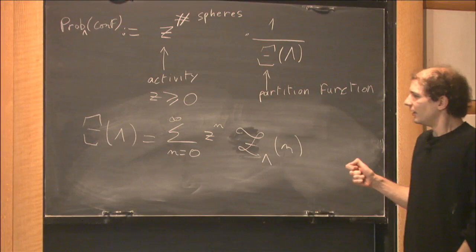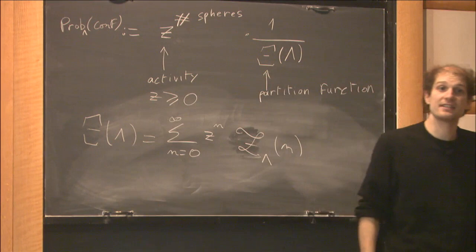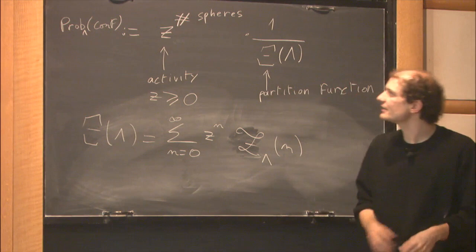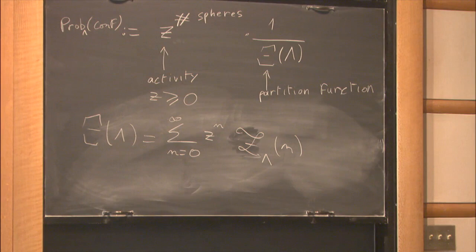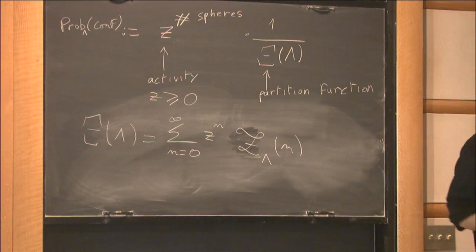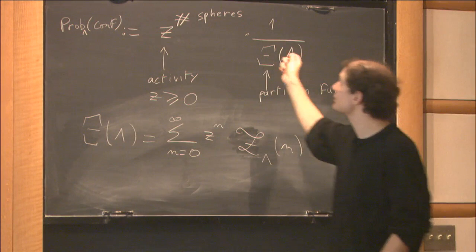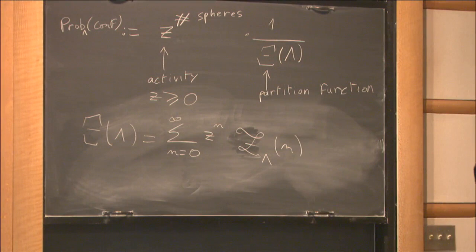Okay. Yes, this parameter z here, which is the activity, is related to the density. Why is it related to the density? Well, the probability is proportional to z to the number of spheres. So if z is large, then I'm assigning a high probability to configurations that have many spheres, to dense configurations. If z is low, then I'm assigning a higher probability to configurations with few spheres. Right? And there's a one-to-one mapping between this activity here and the density. Low activity means low density, high activity means high density.